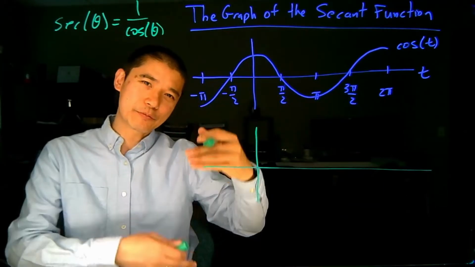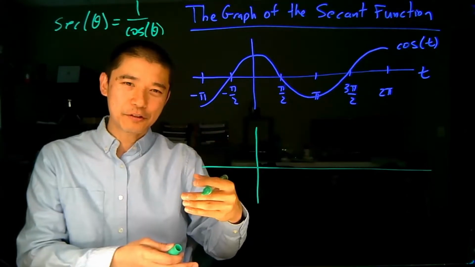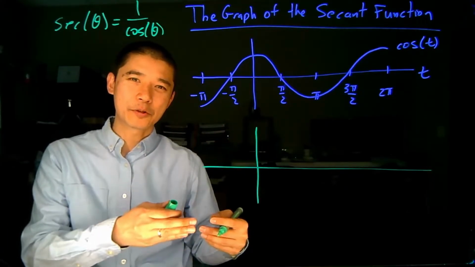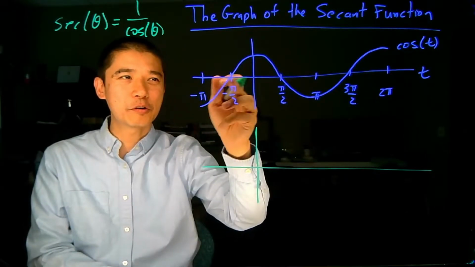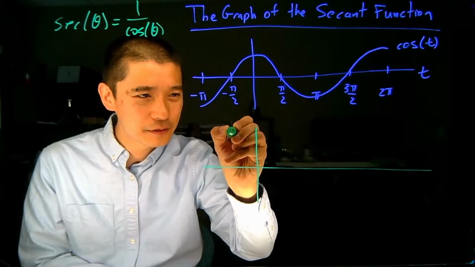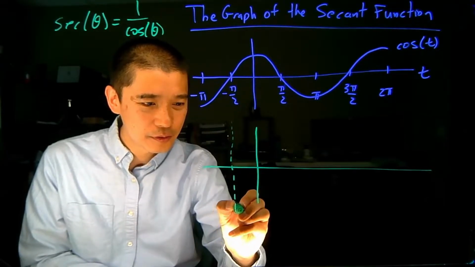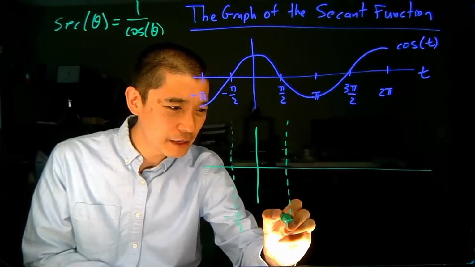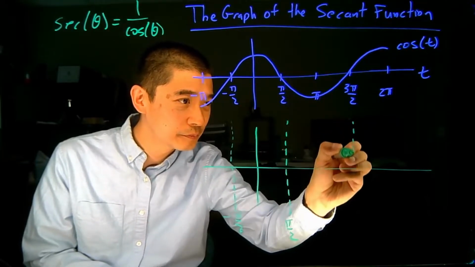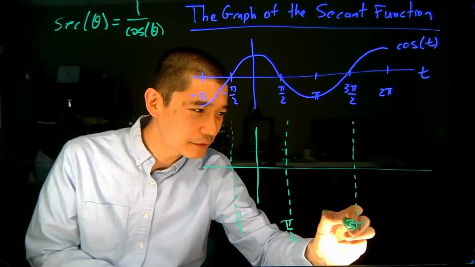So remember, when we take the reciprocal of a function, the zeros become vertical asymptotes and the vertical asymptotes become zeros. Now in this case, there are no vertical asymptotes up here, so we only need to focus on the zeros becoming vertical asymptotes. So we got one at negative pi over 2. We got one at pi over 2. And we got one at 3 pi over 2.